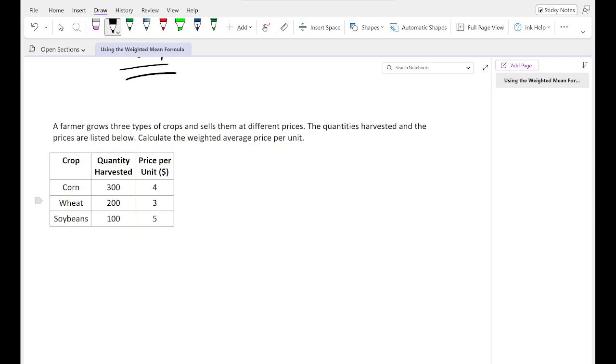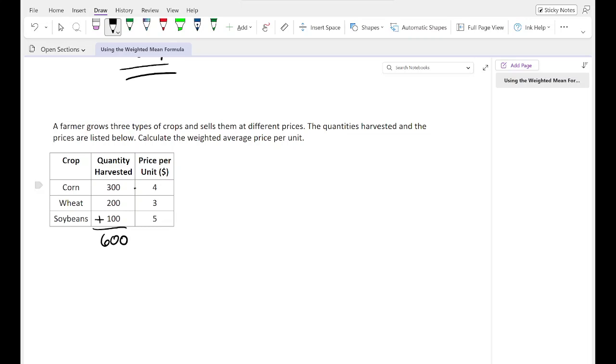So again, this will be kind of hard to do: 4 300 times, 3 200 times, 5 100 times to find the average. That's why the weighted average formula helps out so much. First thing I'm going to do is take the quantity harvested and just add them all together. So 300 plus 200 plus 100, that's just going to give me a nice even 600.